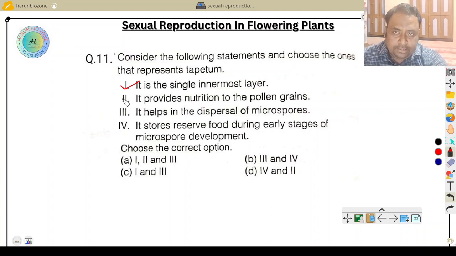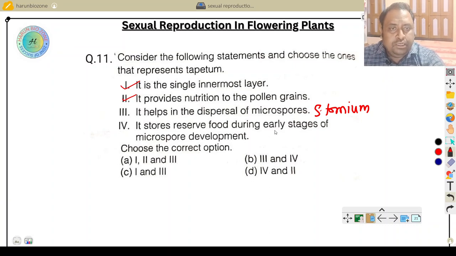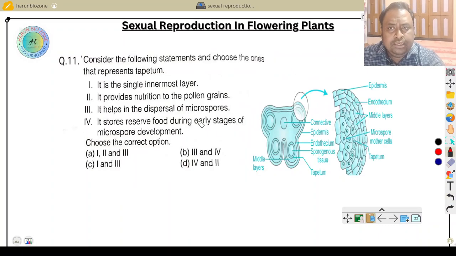This one is also right: it helps in the dispersal of the microspores. Now, microspore dispersal is by the stomium, not by tapetum. It stores reserve food during the early stage of development. Okay, it stores reserve food during the early stage of development. This is also a right answer. So here 1, 2, and 4 are right answers, and the dispersal statement is the wrong answer. Let me explain this question properly.